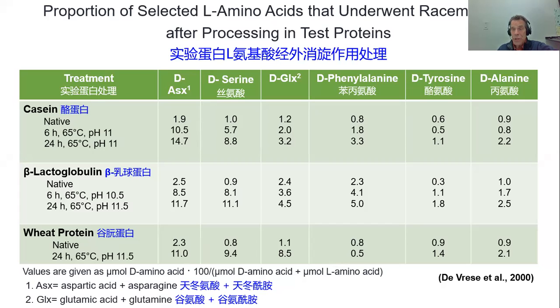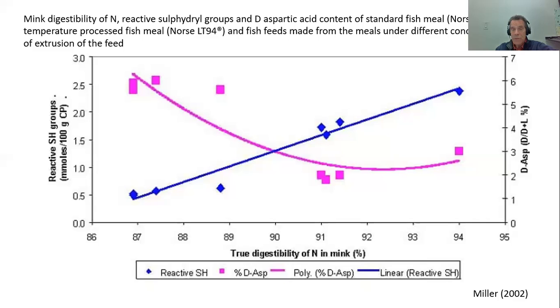If you actually treat a test protein under these conditions, you can create a significant amount of isomers of these amino acids, and they will be favored by high pH and higher temperature and longer duration of the process. So there is significant formation of the isomers of amino acids during heat damage, especially under specific conditions like this.